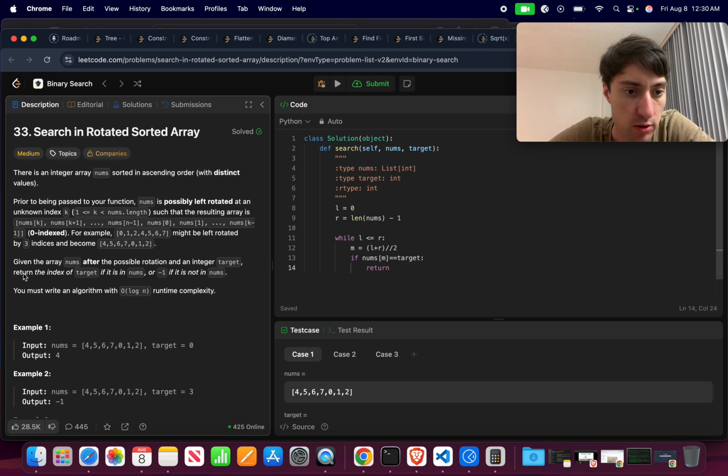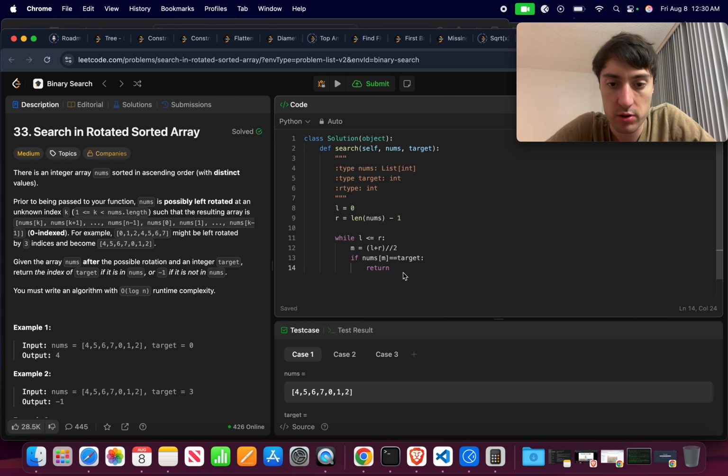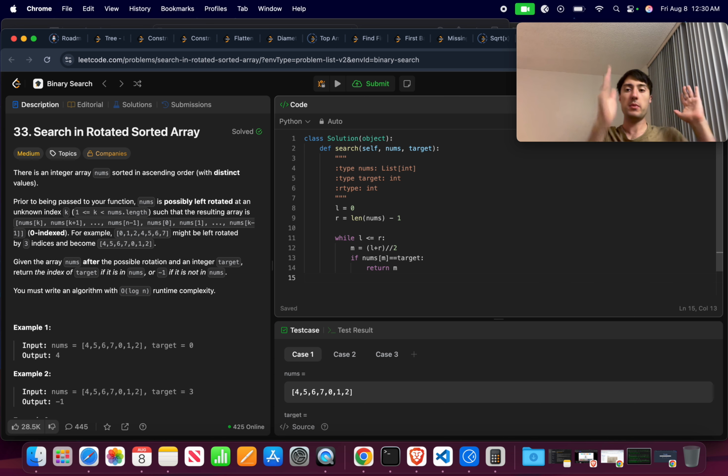Okay, come on. Return the index of target. So, I can return m, because that's equal to the target. Now, if it's not equal to the target, I need to figure out, okay, so mid is here.